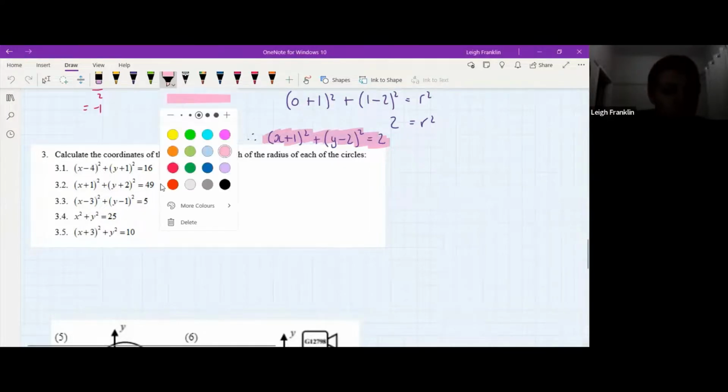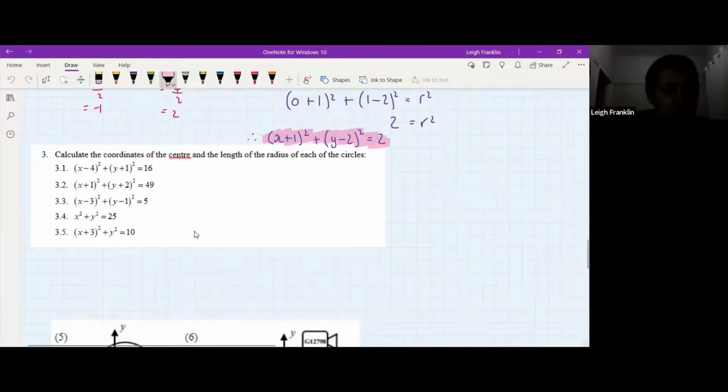Good job. And Jamie, I would like you to tell me, this is the one we're going to do, what the coordinates at the center are for this particular circle. Calculate.